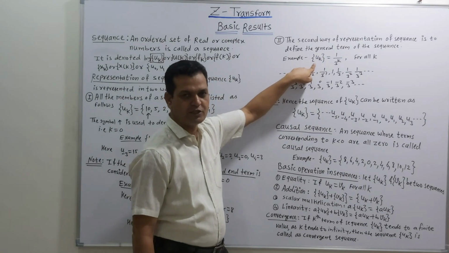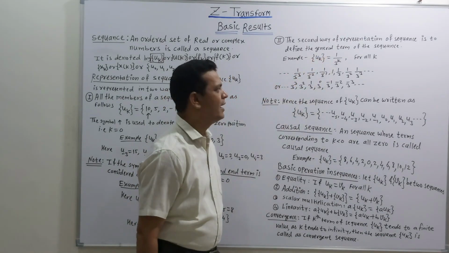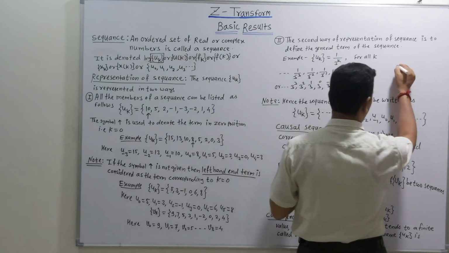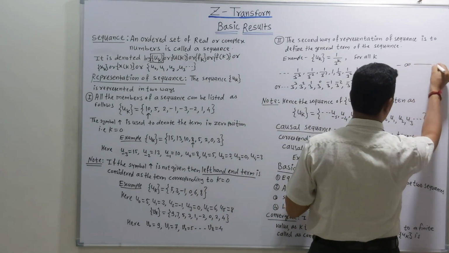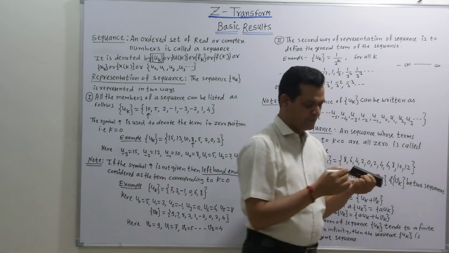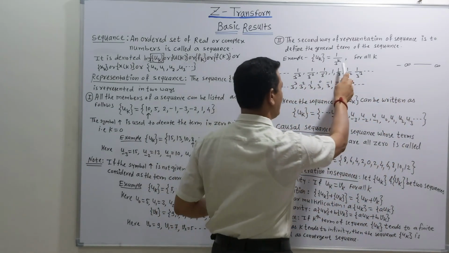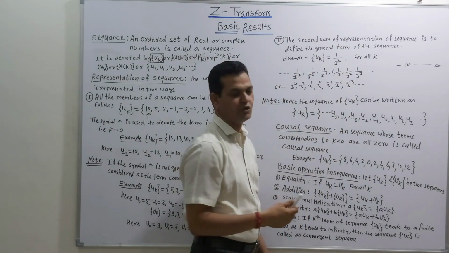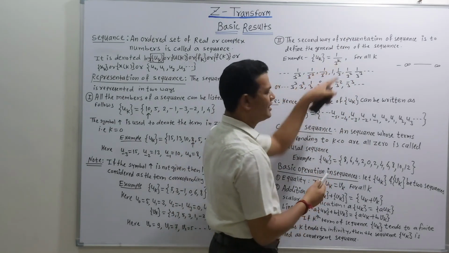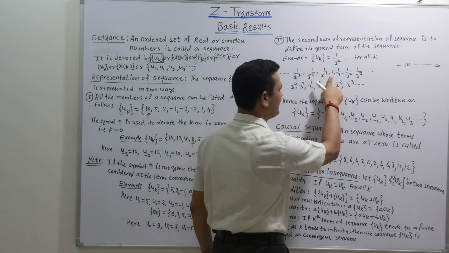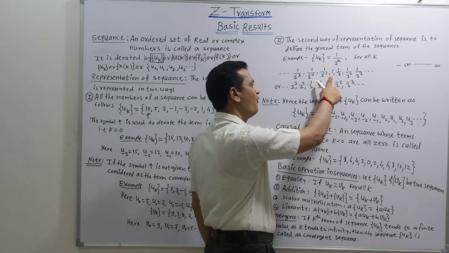Suppose the sequence uk is equal to 1 upon 3 raised to k for all k. For all k means k belongs to -infinity to +infinity. So these are the possible values for k. If we put k equal to 0, that means at the 0th position, then we get 3 raised to 0. 3 raised to 0 is 1, so this is 1 upon 1. That means we get the 0th position as 1.